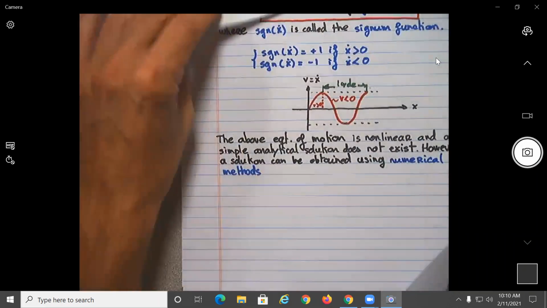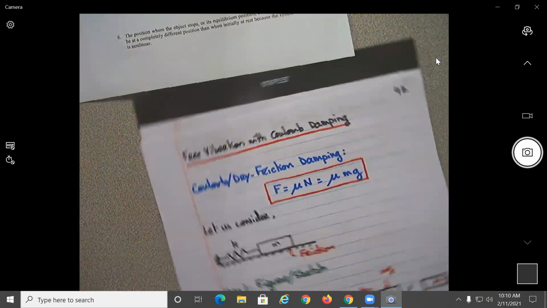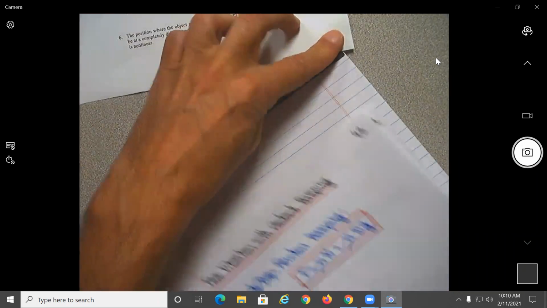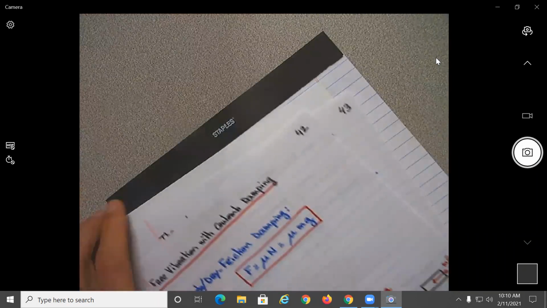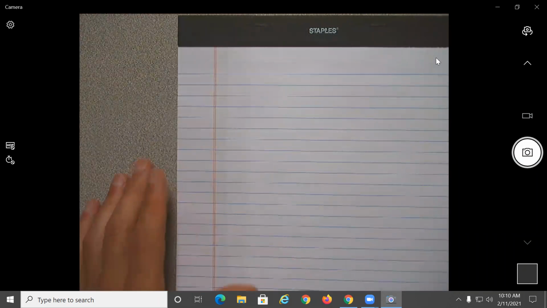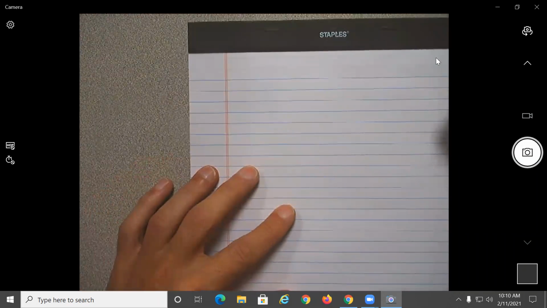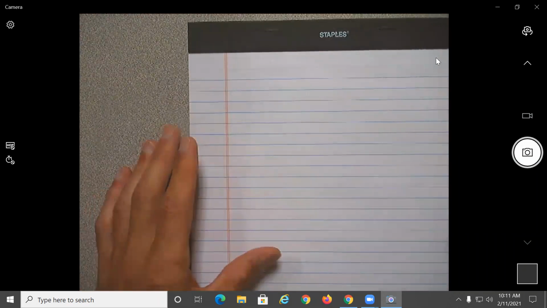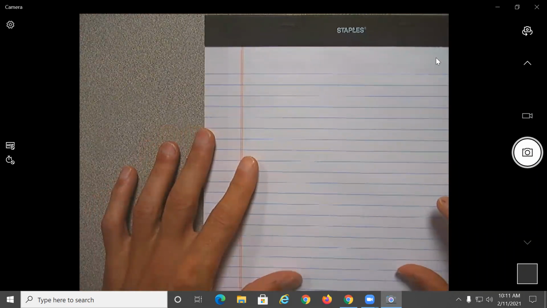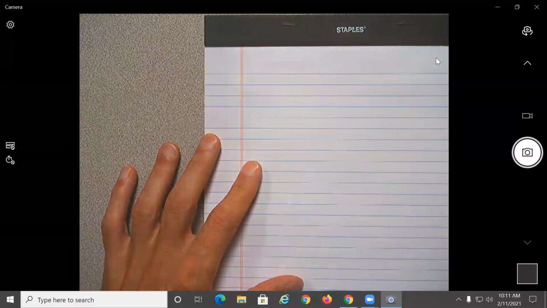So it would be 41, 40, 42, 43. I put this page. Now we go to 44. All right, so numerical solution.